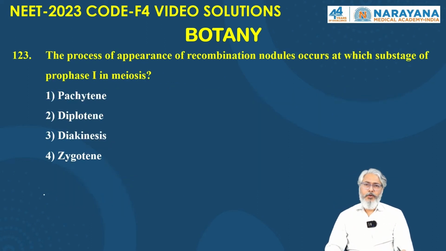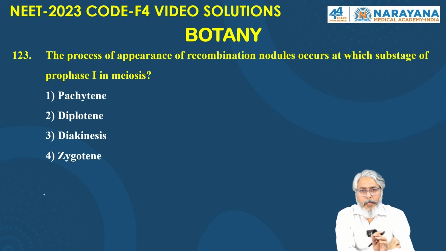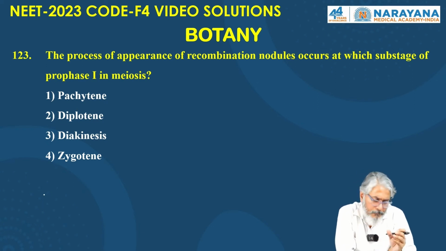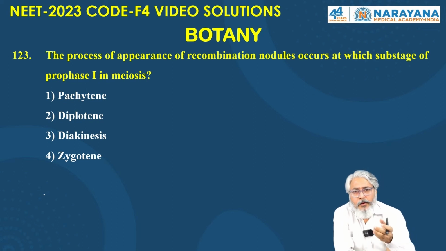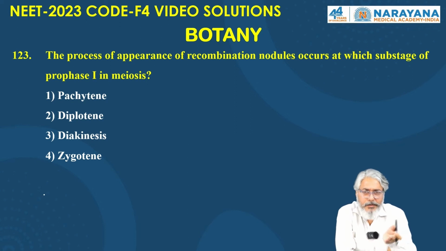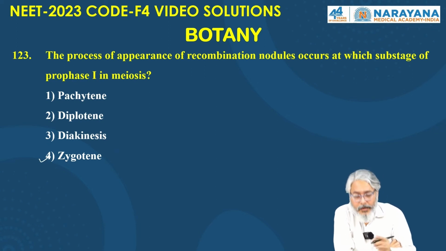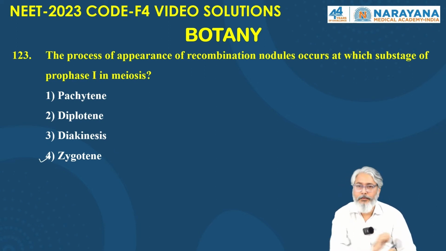In 123rd, the process of appearance of recombination nodules. Recombination nodules are a part of the synaptonemal complex that appears during zygotene. Crossing over occurs at pachytene. Just before that, zygotene is there. During zygotene, recombination nodules appear. So the answer is zygotene, and these are the site of crossing over in pachytene.